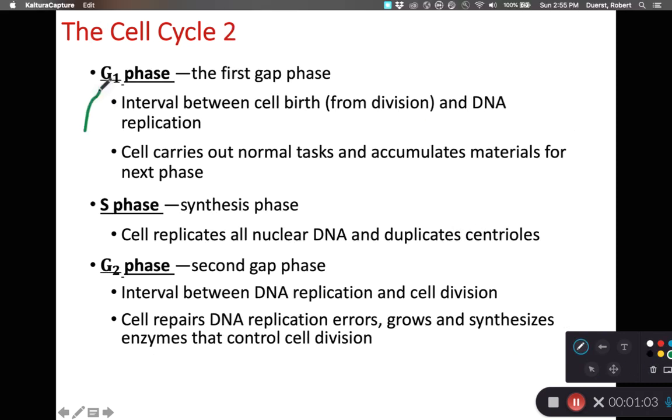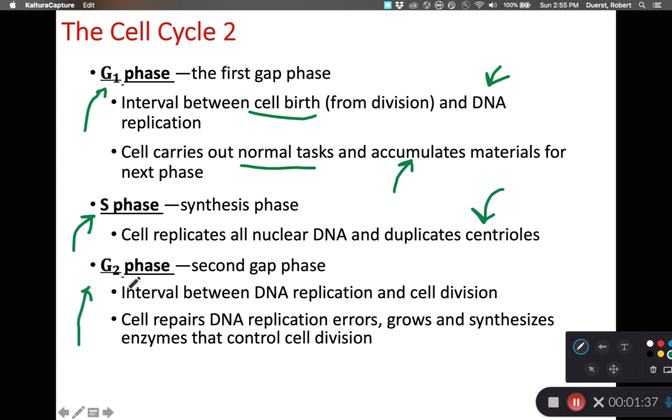As we look at this first gap phase, this is the interval of time that begins when the daughter cell is initially made and ends when DNA replication begins. During this phase, the cell is going to carry out very normal tasks. It's going to go through regular metabolic activities and accumulate additional materials for the beginning of DNA replication, which begins in S phase, or synthesis phase, where we synthesize or replicate the nuclear genome and the centrioles needed to help us with the mitotic phase.